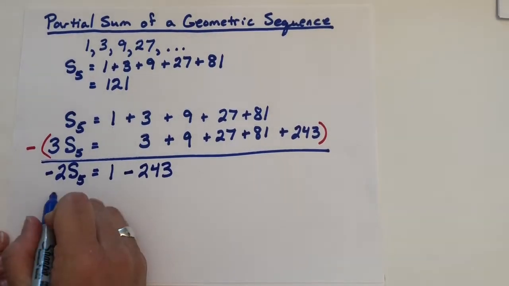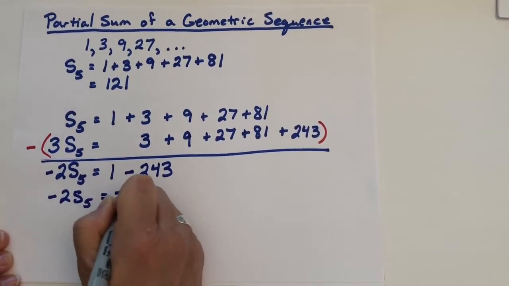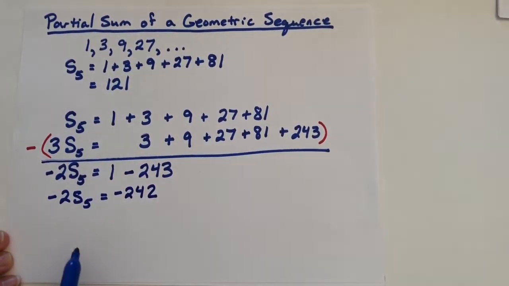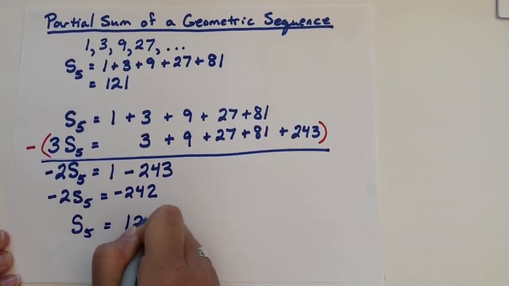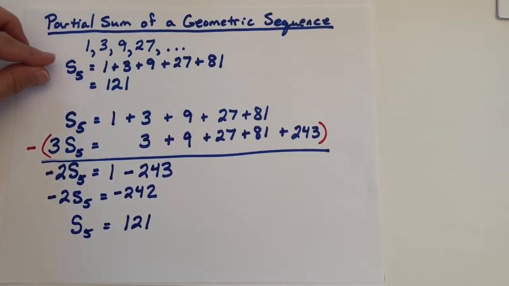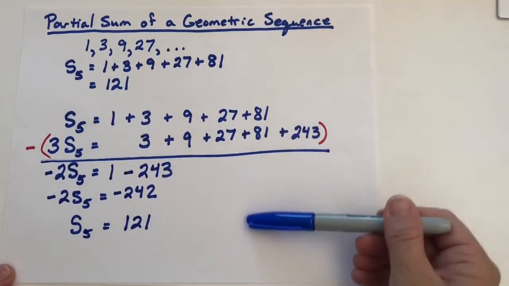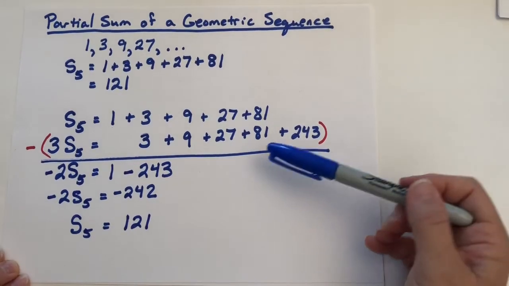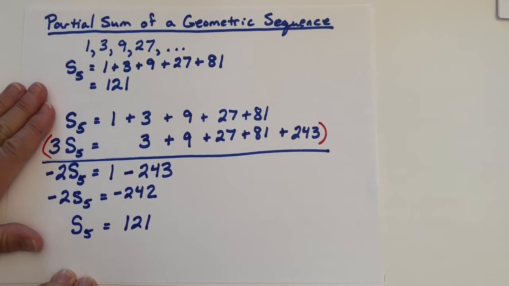And I can do some arithmetic there. And I have negative 242. Divide by negative 2. And I get 121. And notice it's the same answer we got here. And you could look at that and say, well, shoot, that was a lot harder than the addition that we did just adding them up directly. But I wanted to show you this because deriving the formula will be much like this. And I just wanted you to see it with numbers first.